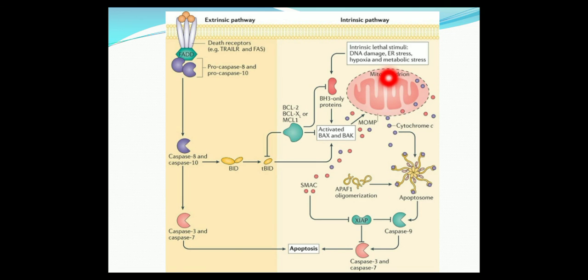Here you can see mitochondria are involved in the intrinsic pathway. Cytochrome c is released. An apoptosome, a complex, is formed which will activate caspase 9, and this caspase 9 will activate caspase 3 and 7, and finally leads the cell to the apoptosis process. We'll talk in more detail in the next video, independently on the extrinsic and intrinsic pathways.